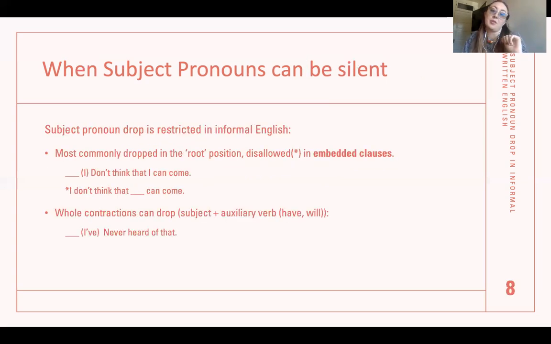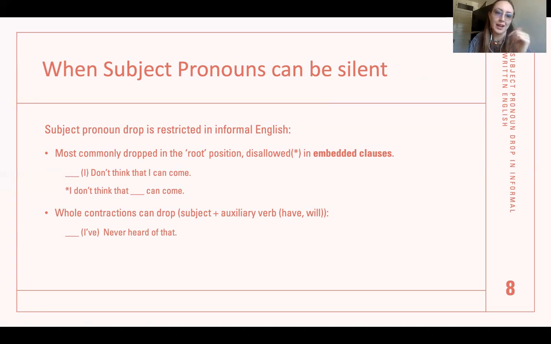Okay, when can subject pronouns be dropped? A subject pronoun drop is totally fine in the root position, which is on the far left here, right before the verb. "I don't think that I can come," fine. However, dropped pronouns in an embedded clause do not appear to be okay. These are part of the results that we got from the experiment as well. It's what we expected, but we confirmed it.